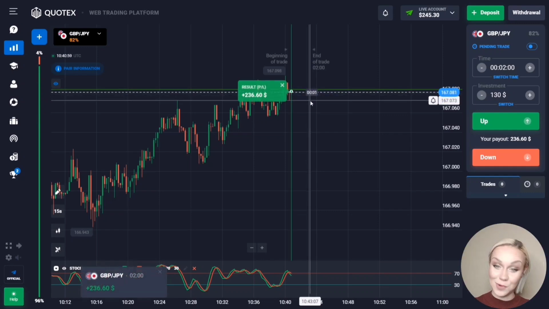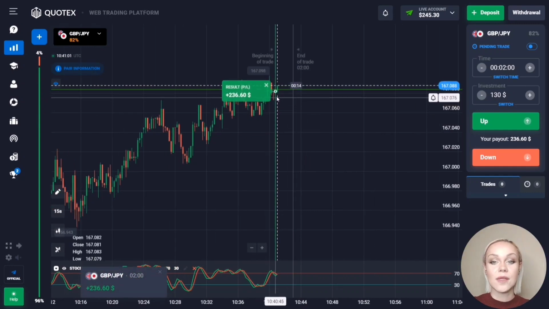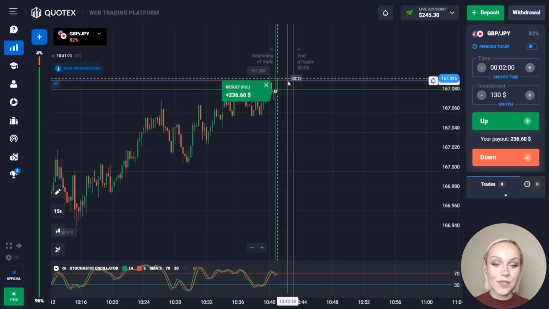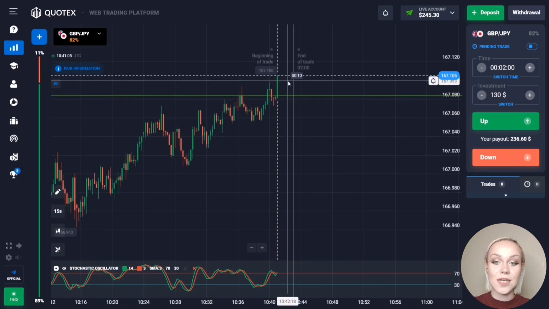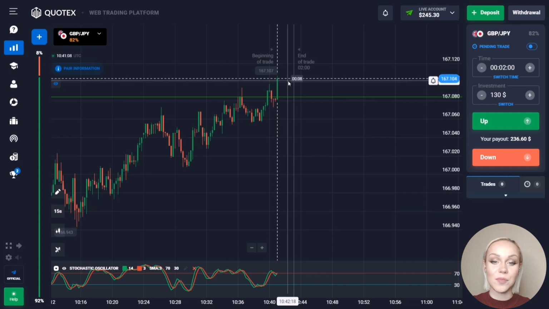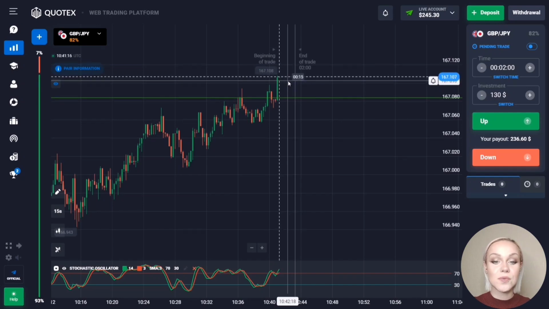So everything went great. As you can see, the price really continued to move up. This is where we make a profit. You earn money on the approach of the price to the level. The indicator was right again. There was indeed a reversal from the oversold zone and the price continued to move up.